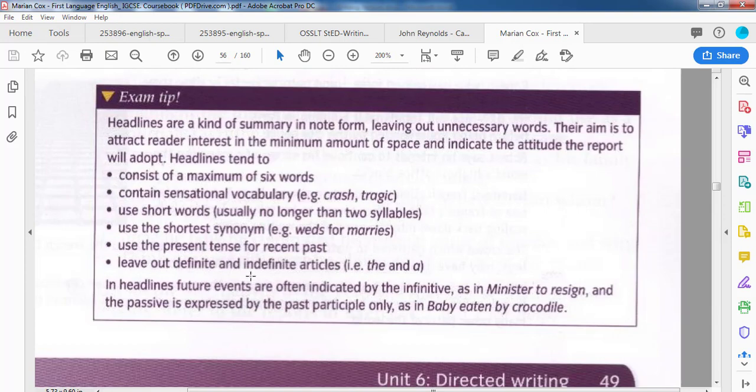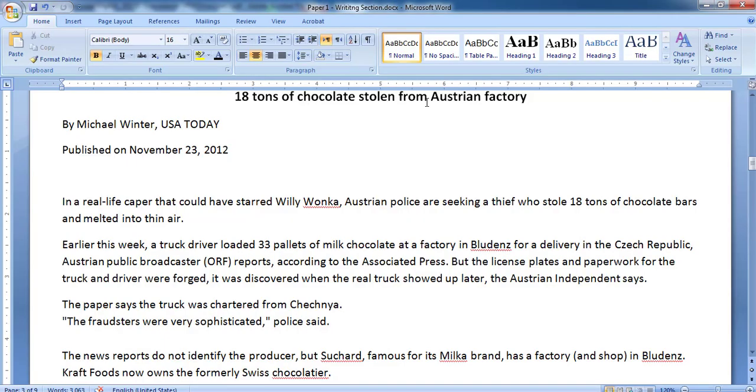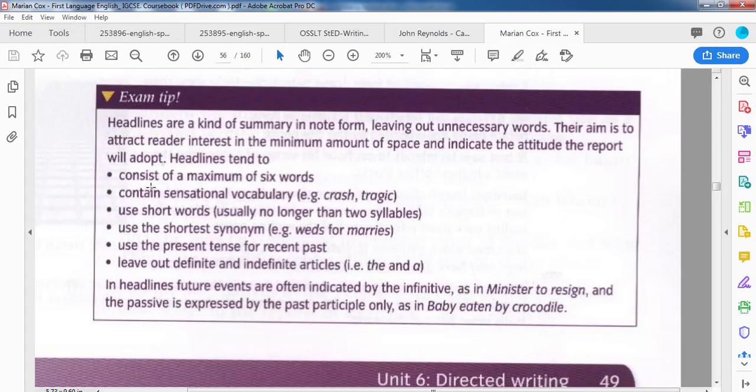Another one, something very important regarding your headline. Your headline should be in note form and free of any unnecessary words. Every word inside your headline is very important. No need to put details, and no more than 6 words inside your headline. It consists of a maximum of 6 words.